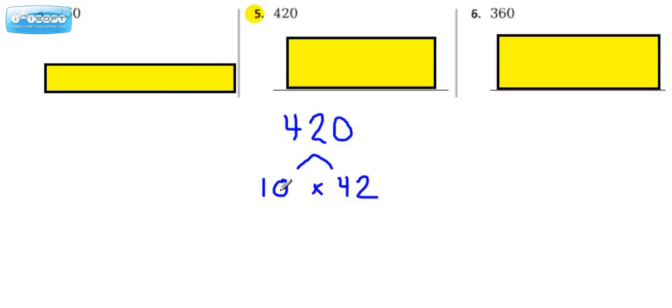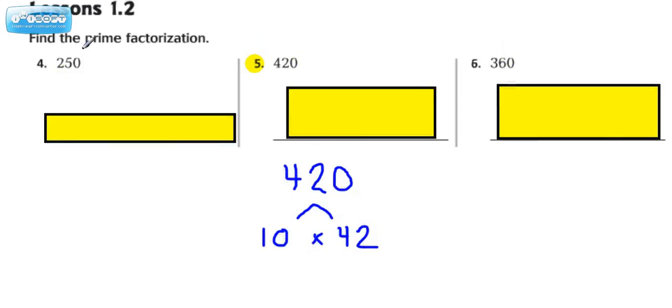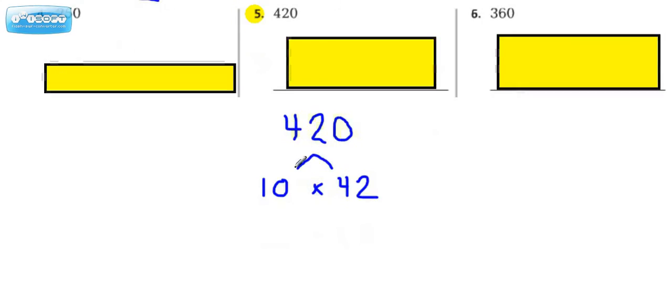All right, now both of these are composite. We have to keep branching until we have all prime numbers. That's why they call it prime factorization. Remember, factors are the numbers that can be multiplied to give you the number. That's composite. Let's keep branching. We can use a 2 and a 5 to get 10. And for 42, we can do a 6 and a 7 to get that.